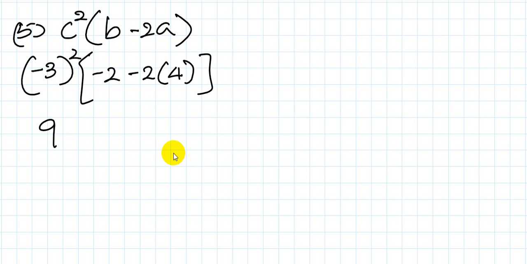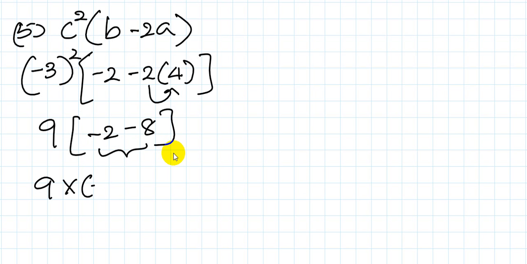So here I get 9, and within bracket -2 minus into plus, here I must multiply these two numbers, that is -8. So -2 minus 8 equals -10. -10 multiplied by 9 equals -90.